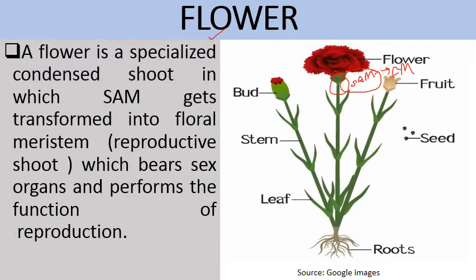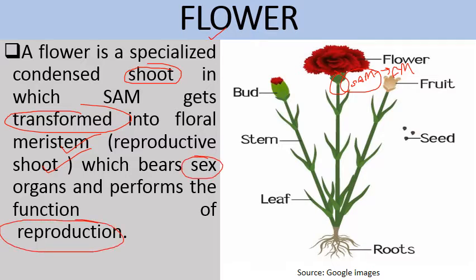A flower is a specialized condensed shoot in which shoot apical meristem gets transformed into floral meristem, that is also known as reproductive shoot, which bears reproductive organs and performs the function of reproduction. So this flower is specially meant for the process of reproduction and it contains reproductive structures.